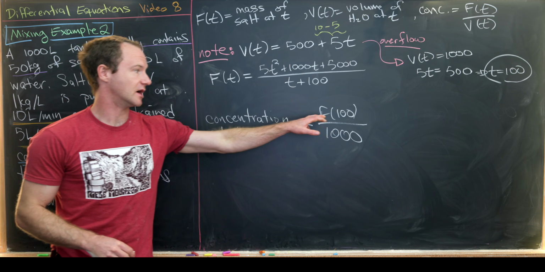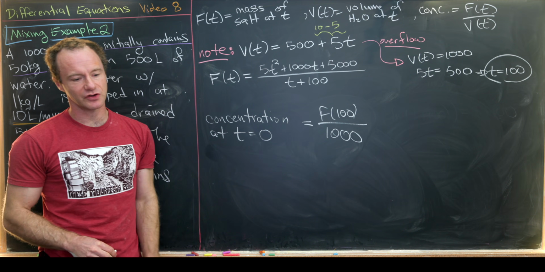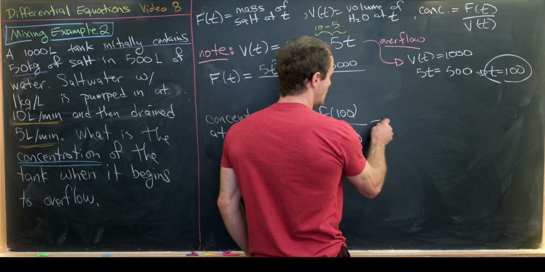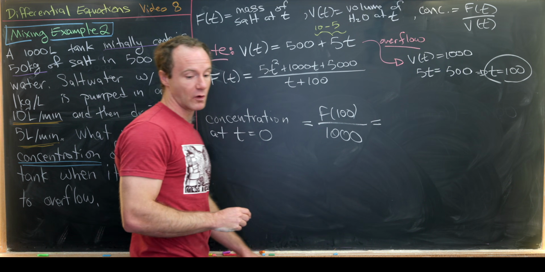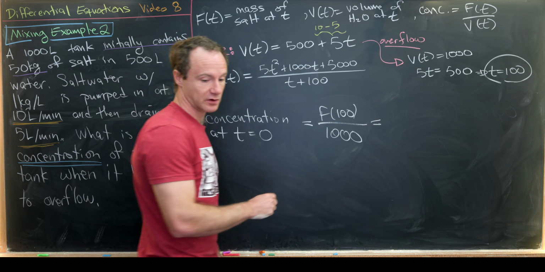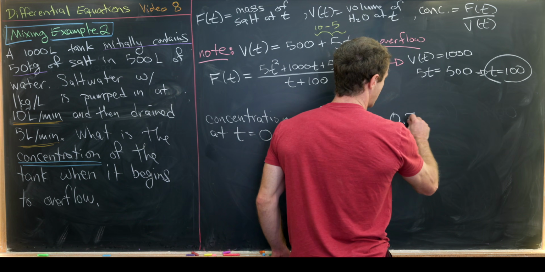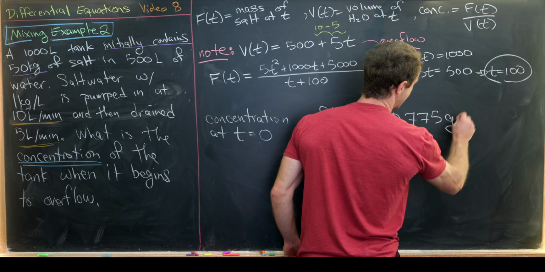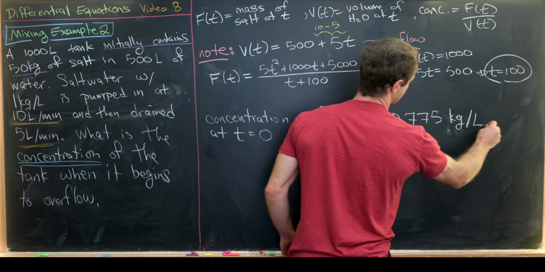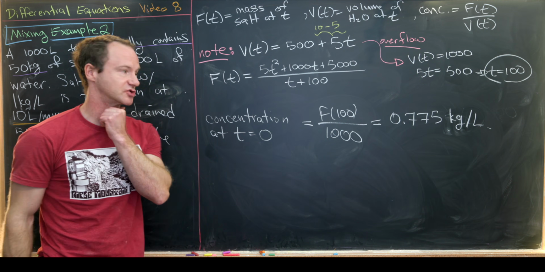There's not really much that needs to be said about that. So we just need to plug 100 into F. I'll let you guys check that, but in the end, what we'll get is 31/40 grams per liter, or in other words, 0.775 kilograms, I should say, per liter. So that's our final concentration.